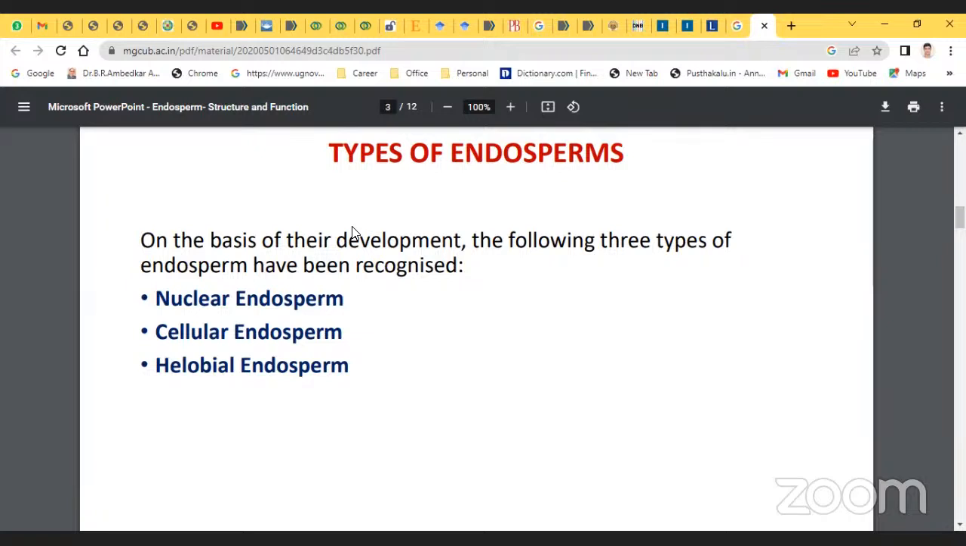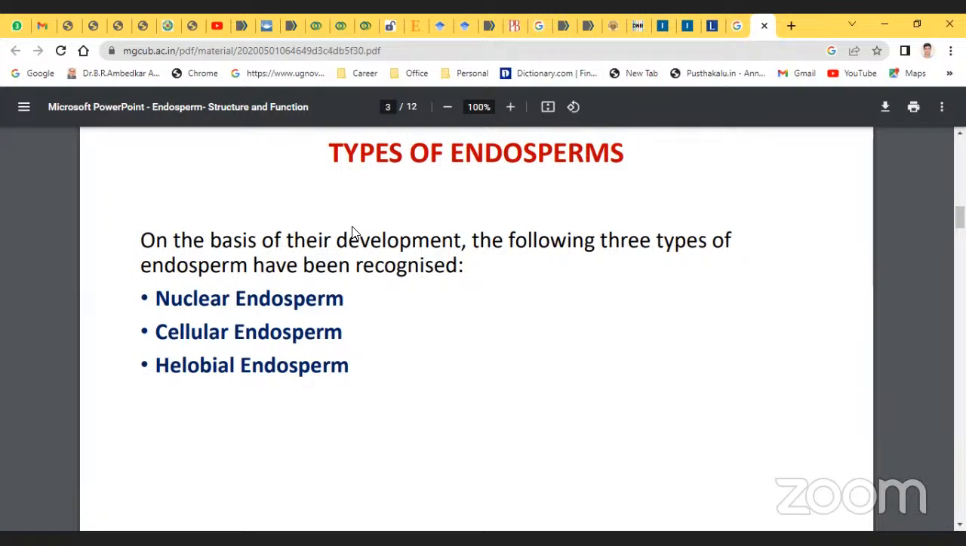Okay. So the second one is cellular endosperm. It occurs in only 25% of the families, and helobial endosperm in 19% of the families. The first one is the nuclear endosperm. How much percentage? 56%. The cellular, 25%. And helobial, 19%. Okay.